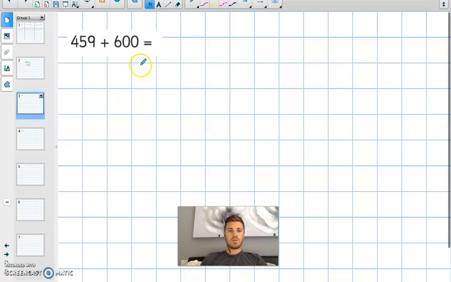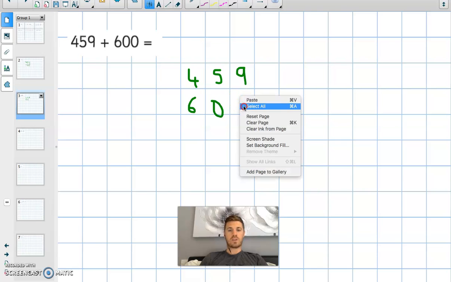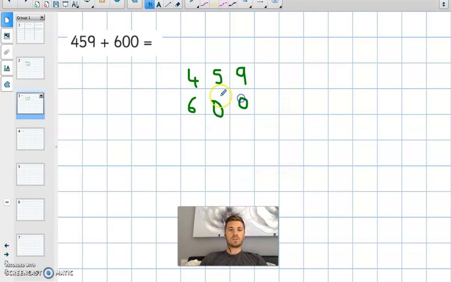Question number 2. Again, I'd recommend using the formal method. We're adding 2 numbers together now. So please ensure that you write the operation, draw the little symbol to the left of the formal method, just to help you remember what operation you are performing. So 9 plus 0 is 9, 5 plus 0 is 5, and 6 plus 4 is 10. So your answer is 1059.